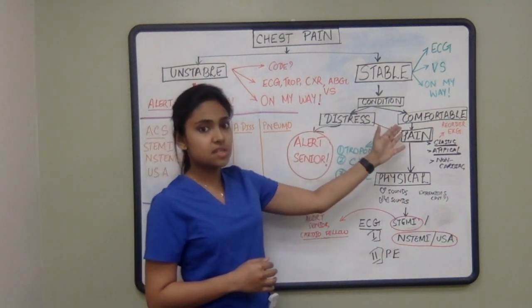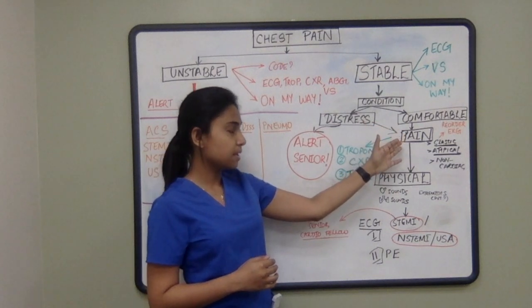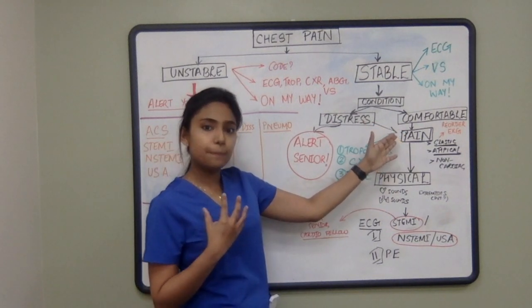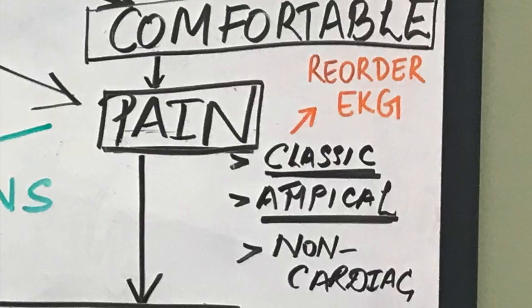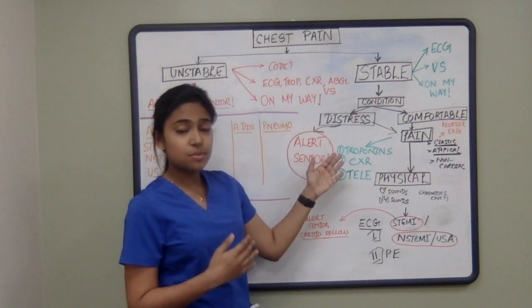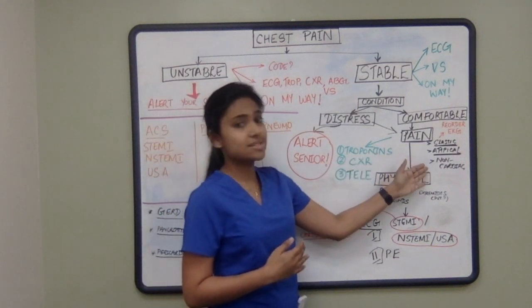Now, if the patient is comfortable and resting well, then you want to know more about the pain. Ask for a description of the pain. What kind of pain is it? Is it a crushing kind of pain? Is it a tearing kind of pain? Where is the pain? Is it substernal, radiating to your left arm? Does it get better with rest? And was the patient emotionally distressed when the pain started? This will help us rule out cardiac versus non-cardiac.